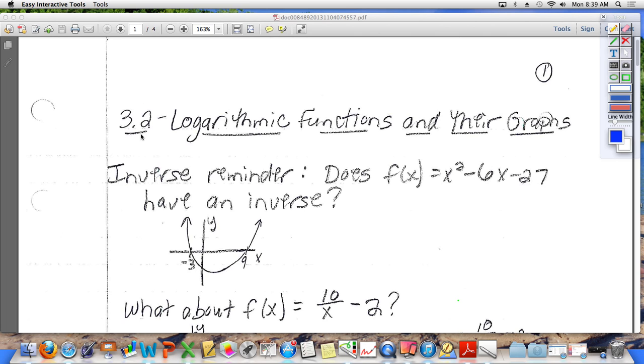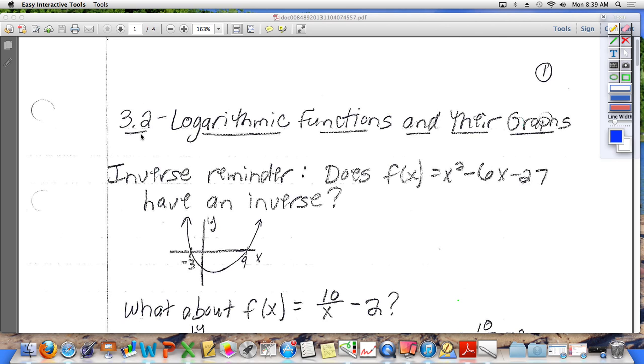Just an inverse reminder, first of all, if you have a function such as the one that I have drawn right here. Does f of x equals x squared minus 6x minus 27 have an inverse? So I graphed it quickly. I got this. Does it have an inverse? No.